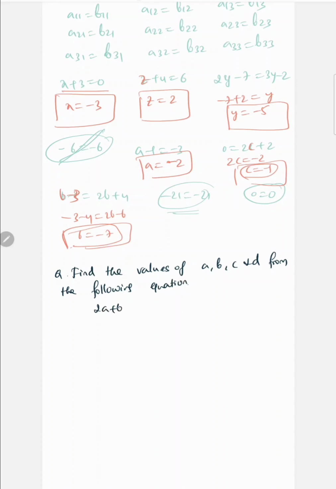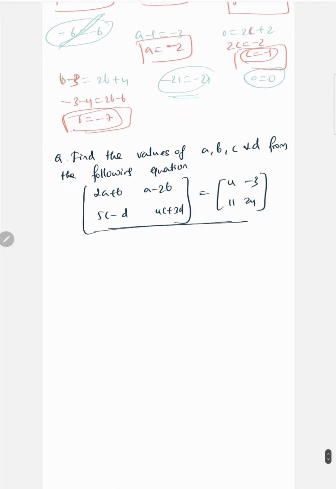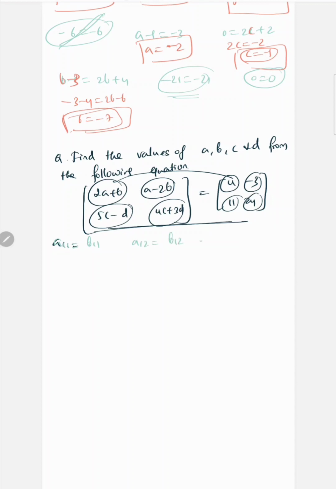So 2a plus b, a minus 2b, 5c minus d, 4c plus 3d is equal to 4, minus 3, 11, 24. They have given that these two matrices are equal, then we have to find the values of a, b, c, d. So we will equate the corresponding elements. So a11 should be equal to b11, a12 should be equal to b12, a21 is equal to b21, and a22 should be equal to b22.